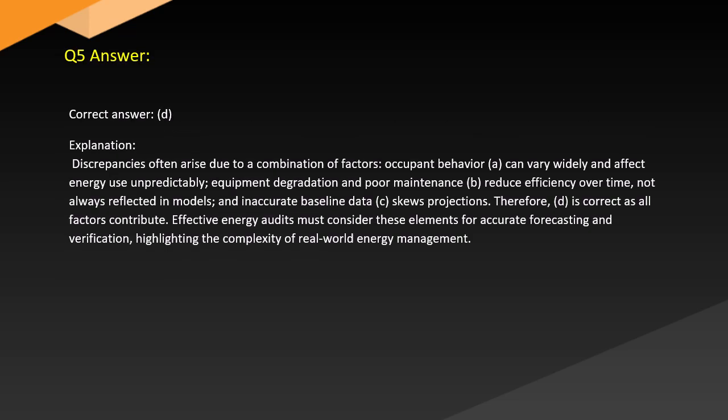Answer. Correct answer: D. Explanation. Discrepancies often arise due to a combination of factors. Occupant behavior can vary widely and affect energy use unpredictably. Equipment degradation and poor maintenance (B) reduce efficiency over time, not always reflected in models. And inaccurate baseline data (C) skews projections. Therefore, D is correct as all factors contribute. Effective energy audits must consider these elements for forecasting and verification, highlighting the complexity of real-world energy management.